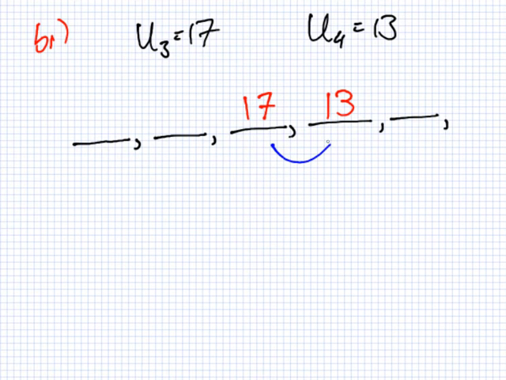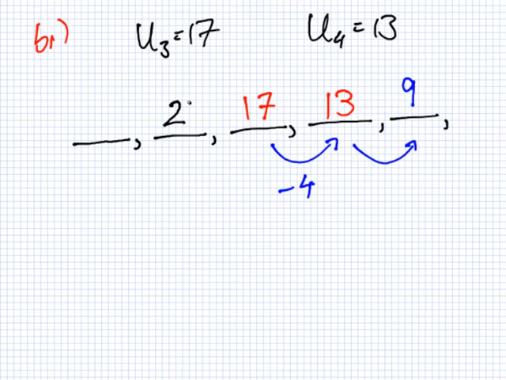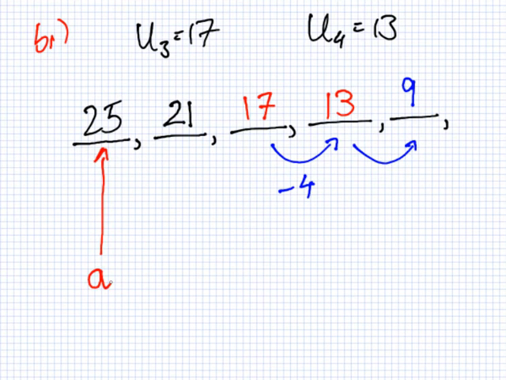So what's happening each time? We're losing 4, isn't it? So what will be the next term? 9. So what's the previous term? 21. And previous? 25. So there's the first term, and there's the difference.